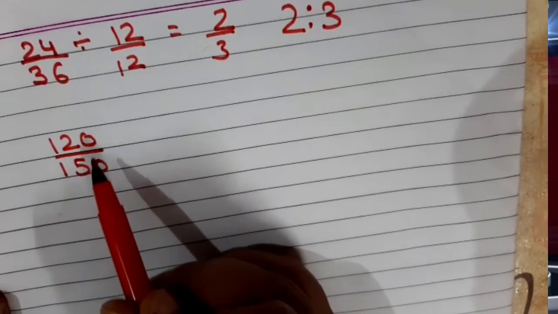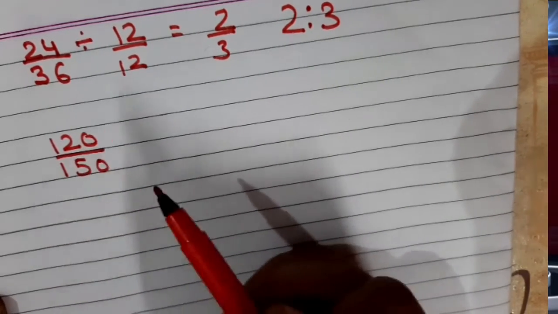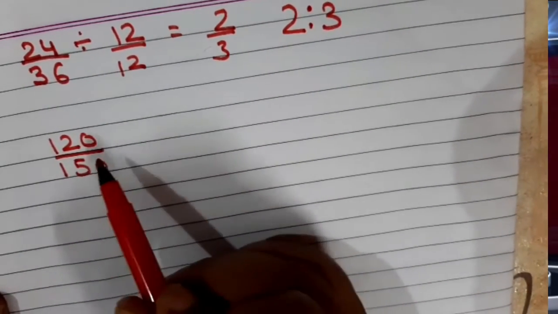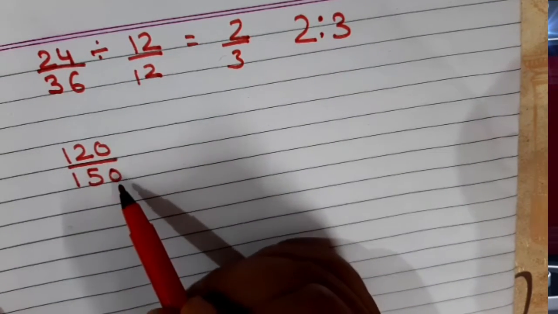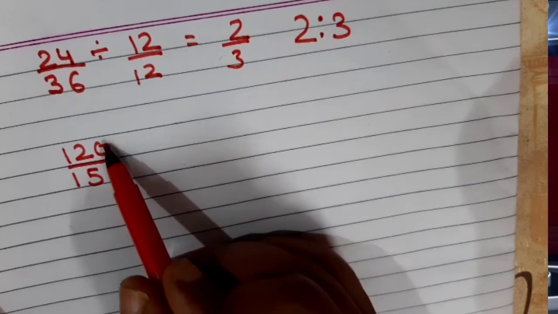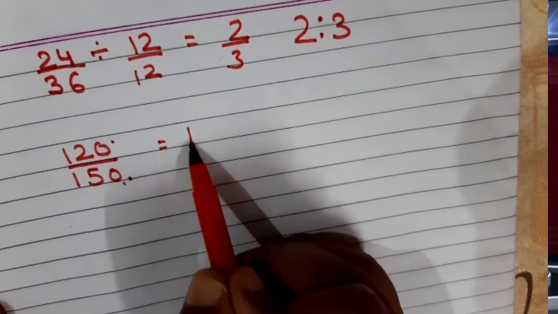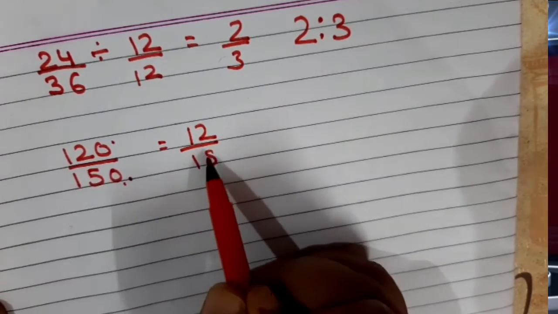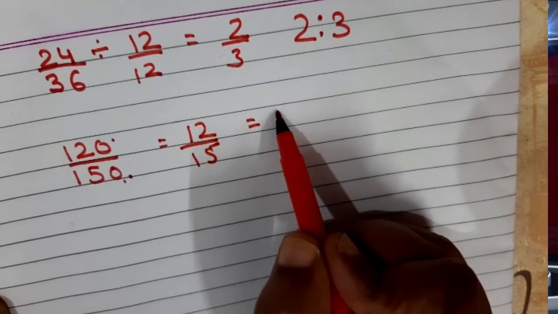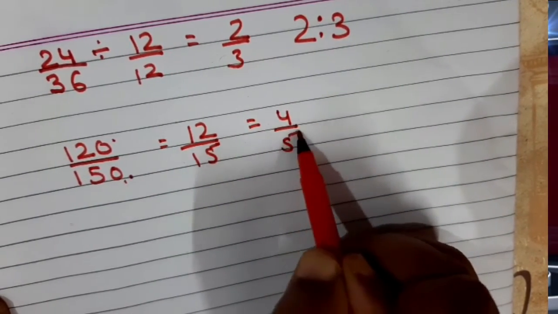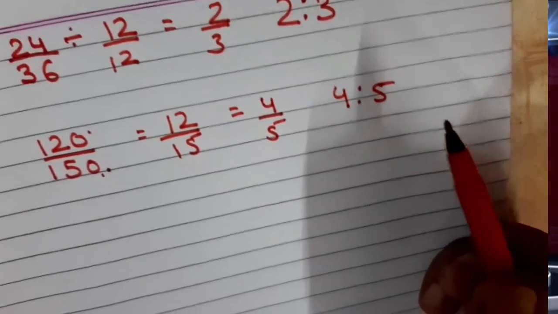Another method, that is of second part, I will do 120 upon 150. Either you can find out the HCF of these two numbers, that is 30, and divide numerator and denominator by 30, or you can use the step by step method also. Like both the numbers, you can see 0, 0, that is they are divisible by 10. So you can divide both the numbers by 10 first. Now both the numbers, you can see they are divisible by 3. So now you can divide by 3. 3 4s are 12, 3 5s are 15. So my answer is 4:5.